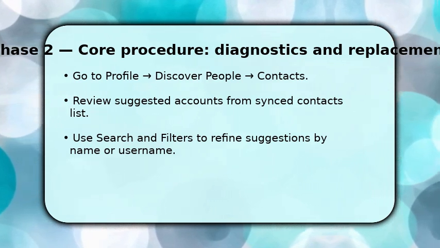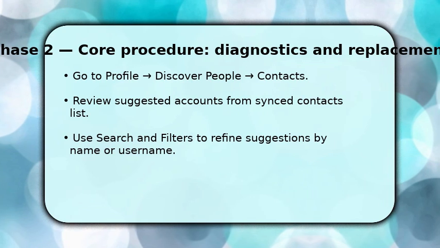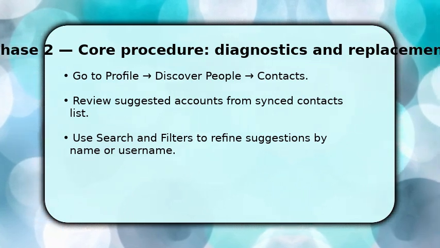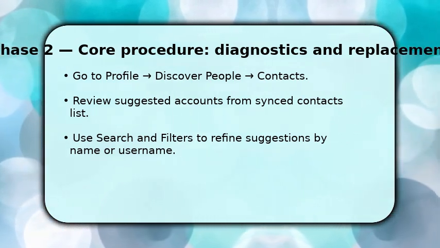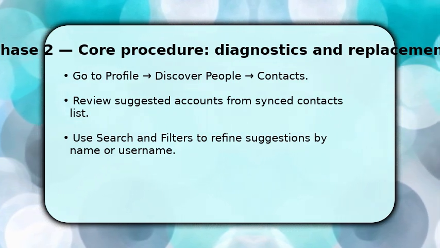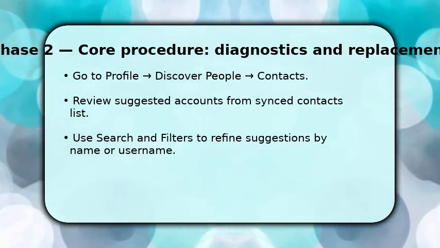Use the search bar to filter by name or username if suggestions are noisy. Once verified, follow or message directly. Following increases the chance Instagram will suggest mutual friends next.